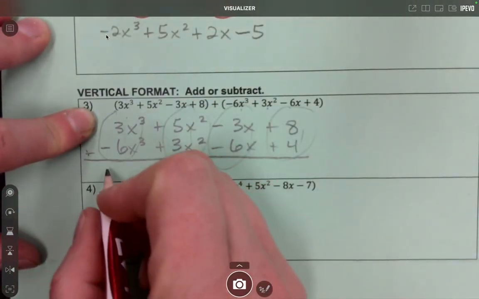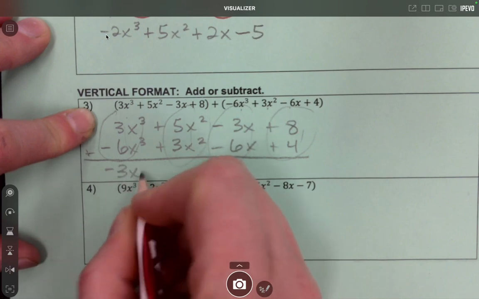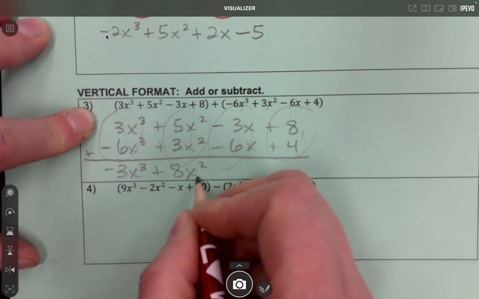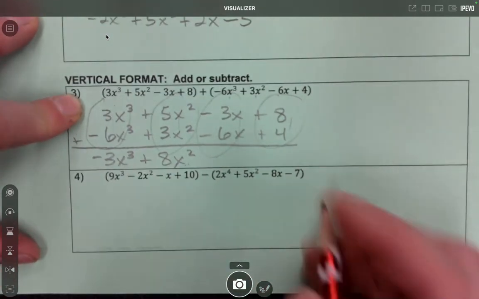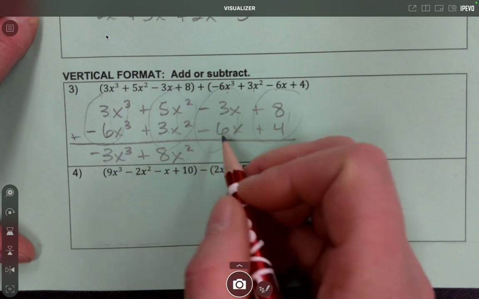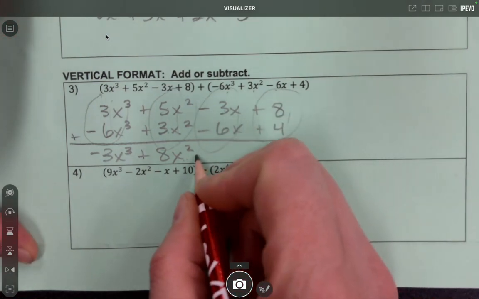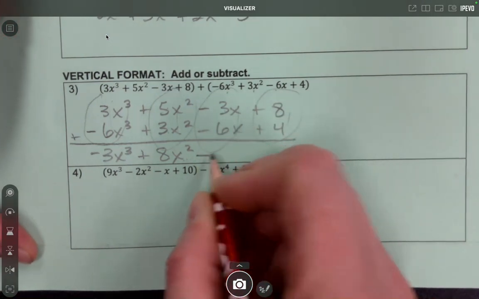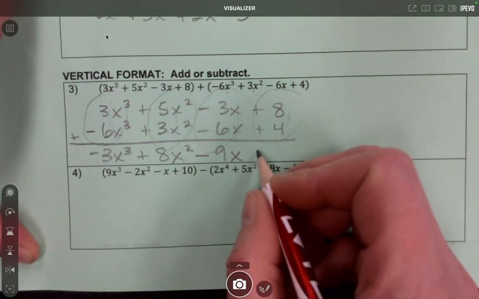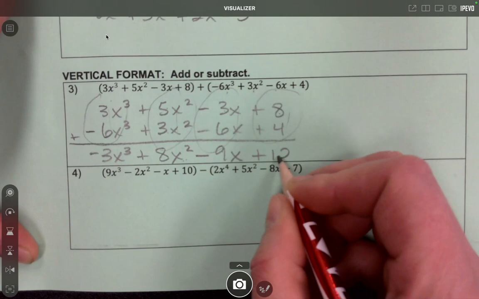time to rewrite. So 3 plus negative 6, this would be a negative 3x cubed. These are both positive, so I'm adding. Remember, we're not changing our exponents when we're adding, only when we're multiplying. Multiplying by more factors changes them. Negative 3 plus negative 6 is a negative 9, so instead of writing a negative 9, I'm going to write minus 9x because it's the same thing. I could also write plus a negative, that's fine too. 8 and 4 makes 12.